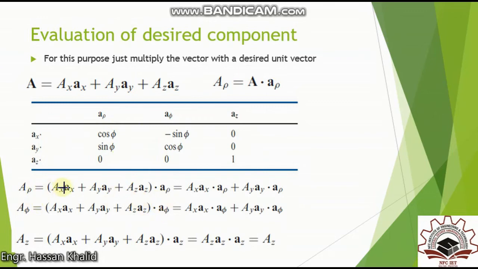Now if you observe in this equation, ax is the unit vector in the direction of the x-axis. When it is multiplied as a dot product with the unit vector in the direction of rho, you can evaluate the angle formed by these two unit vectors, which is the projection. So ax dot a rho is cos phi. Similarly, ay dot a rho is sin phi, and since there is no z axis component in that direction, it will be marked as 0.